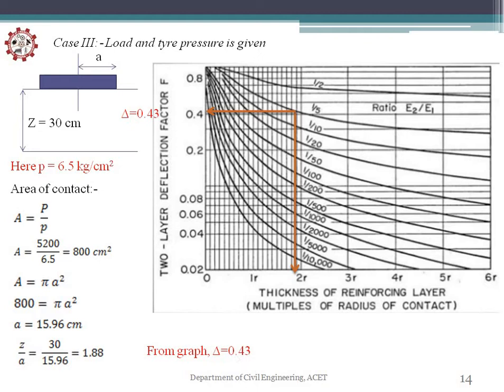So it is between 0.4 and 0.5. It is nearer to 0.4, so I have taken it as 0.43.